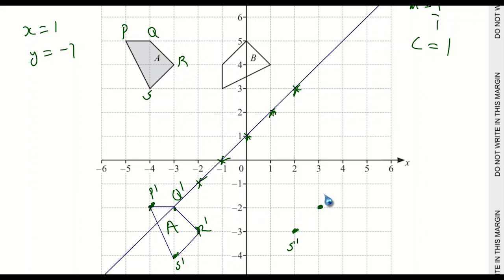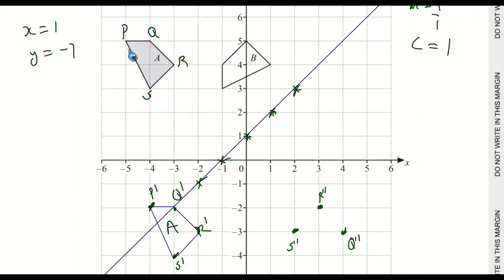So you have R prime prime here, R prime prime. Okay, so for Q, you count 1, 2, 3, 4, 5, 6, 7, 8. So you have the point, I think I counted Q, if I'm not mistaken. So this should be Q prime prime.